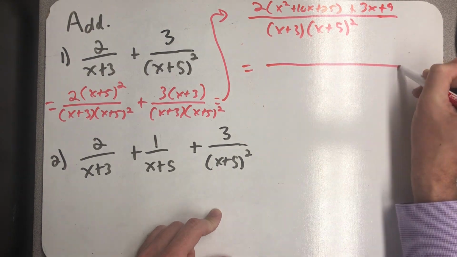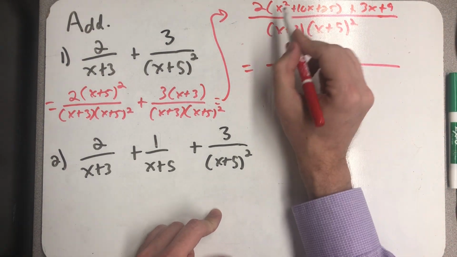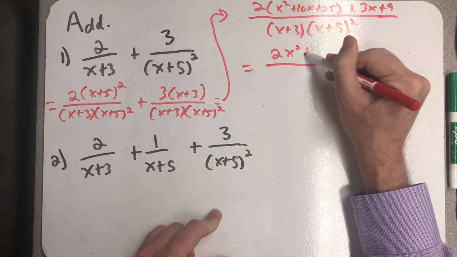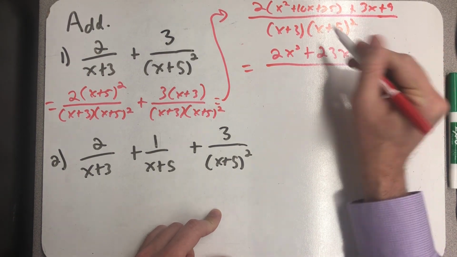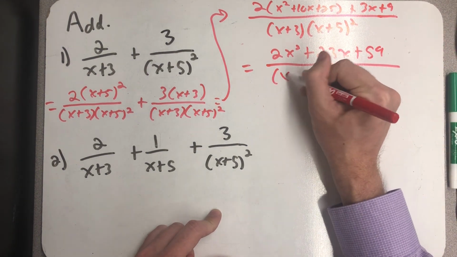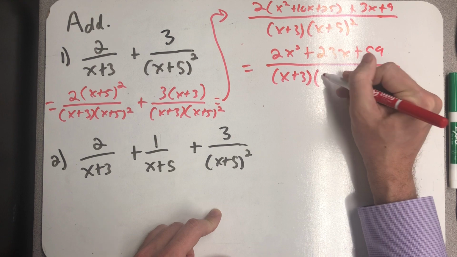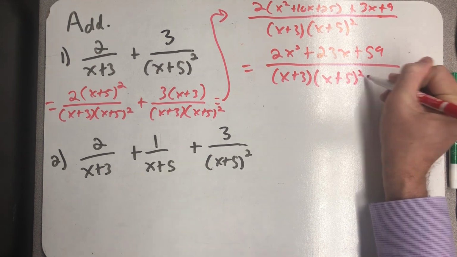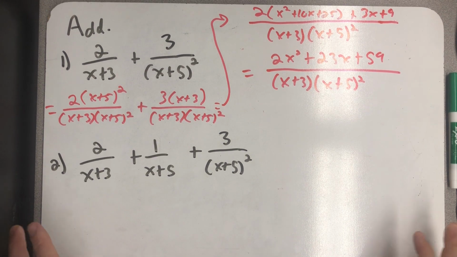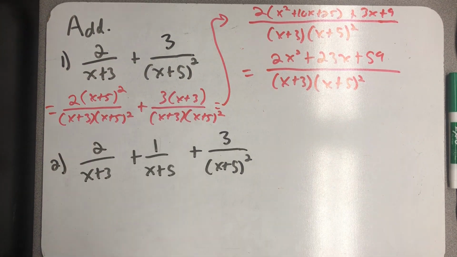All right, and finally, I can distribute and combine like terms. So 2x squared. That would be 20x and 3 more gives me 23x. And that'd be 50 and 9 more, plus 59, all over that common denominator. So if we were to take this rational expression and do the process of partial fraction decomposition, we'd find these two fractions. So let's do one more example of adding, and then we'll talk about partial fraction decomposition.